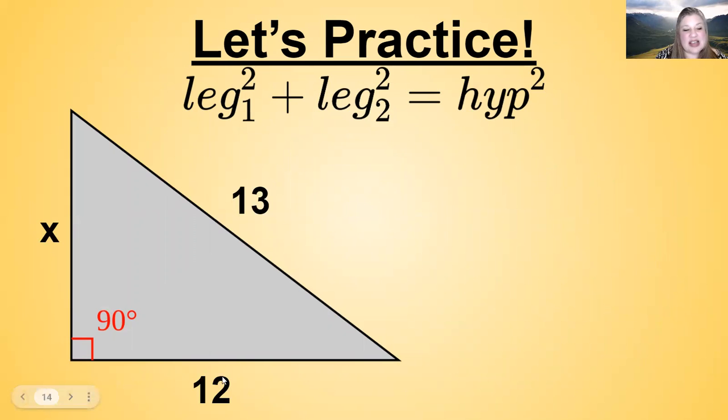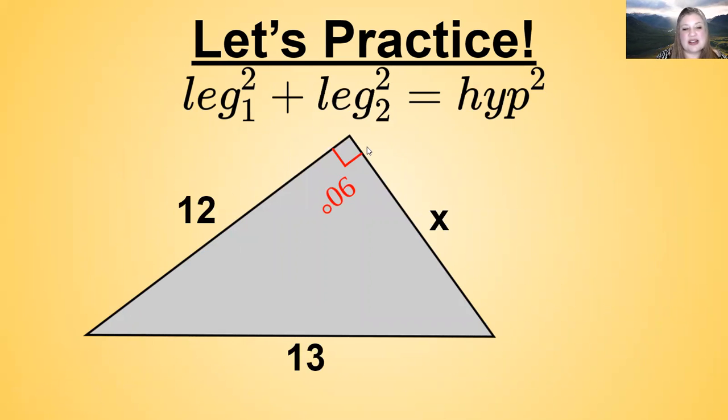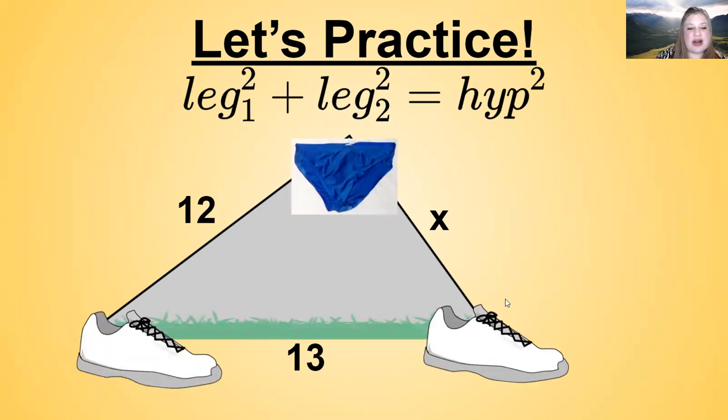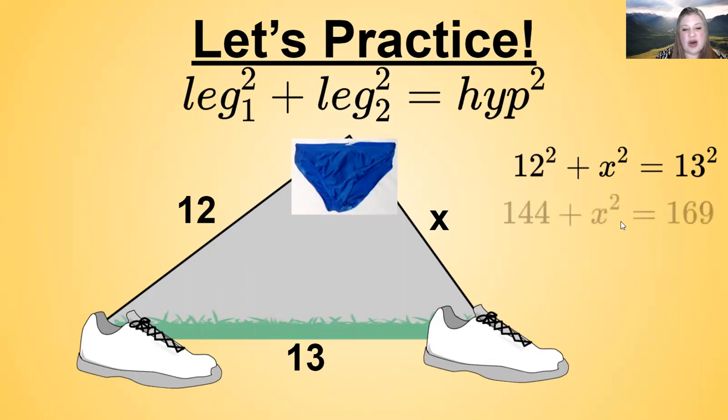If we have an x, a 12, and a 13, we're going to take it, flip it over so the right angle's at the top, pop on the SpeedOs, the shoes, go for a walk in the park, and we can easily see that the legs are 12 and x. So 12 squared plus x squared equals 13 squared. 12 squared is 144, 13 squared is 169.